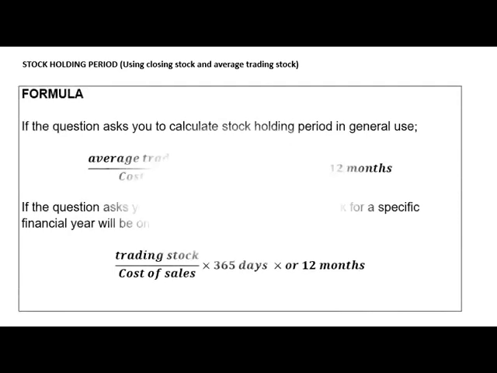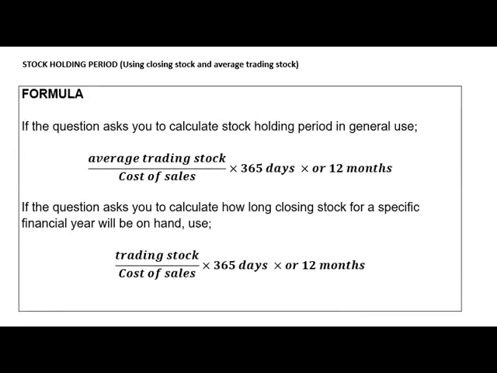Let's move on. Then we've got stock holding period. Now with stock holding period, I gave you two formulas here. The first formula, you will notice that it has average inventory or trading stock. Average trading stock is opening stock plus closing stock. Then you get the value, then you times that by half, or you just divide it by 2. So same thing. You will use the first formula.